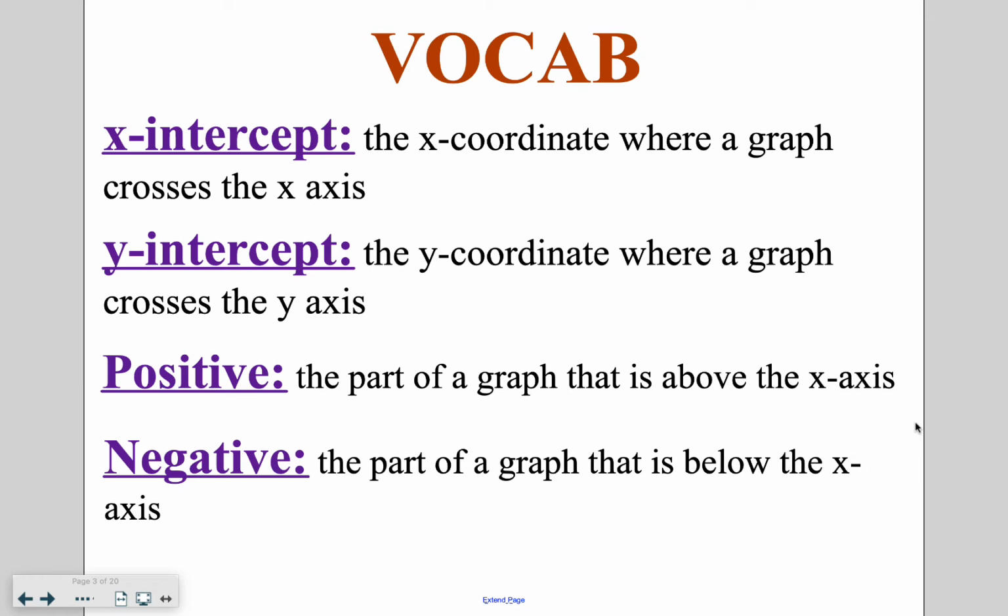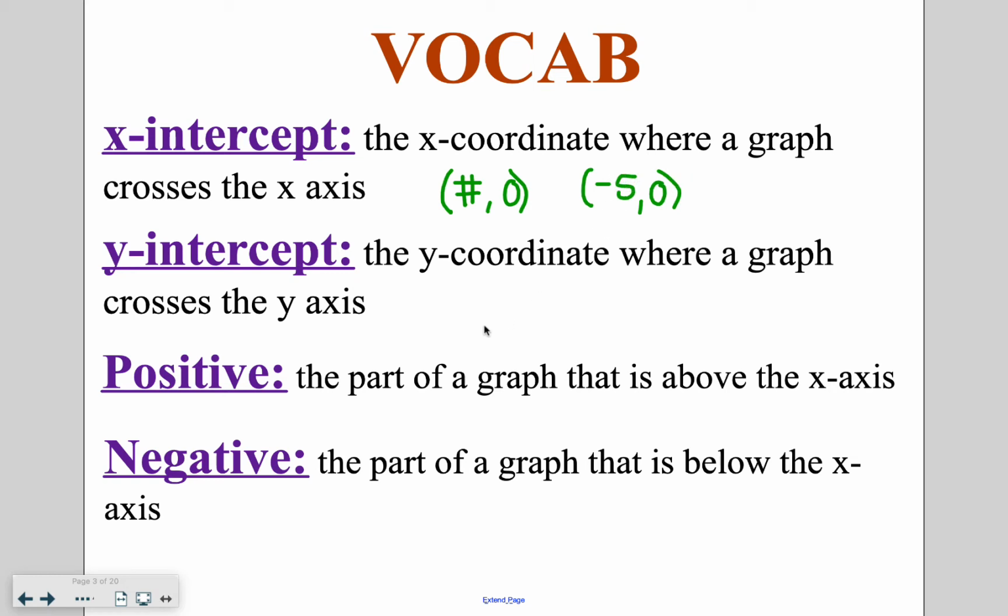First, the x-intercept is the x-coordinate where a graph crosses the x-axis. Remember, the x-axis is your horizontal axis. So you're looking for where the graph hits that horizontal axis, and it's always going to be in the form of number, comma, 0. So for example, if it was -5, 0, your x-intercept would be -5.